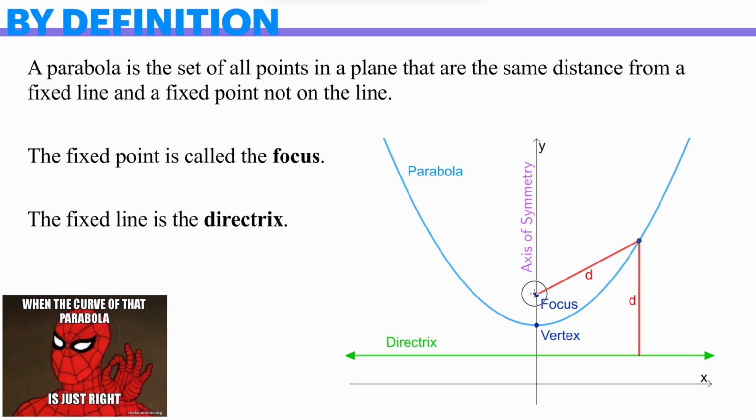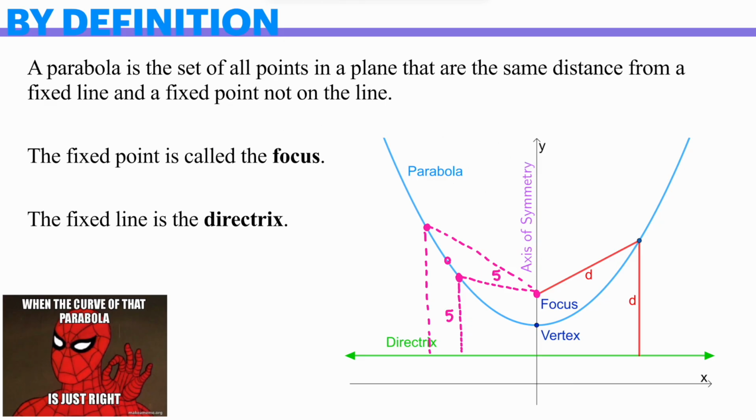The focus is denoted by this point right there, and the directrix is noted by this green line. Now, what that basically means is a parabola is created by finding points that if you were to find the distance from this point to the focus, it will be the exact same distance as if it was drawn to the directrix. So if this distance was 5, this distance would also be 5. Same thing, if I was to take another point and draw a straight line to the focus and then draw a straight line to the directrix, they would be the same distance.